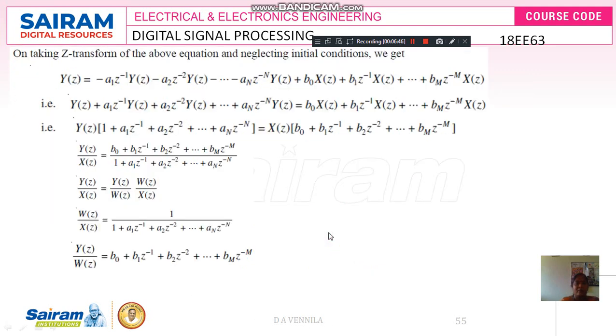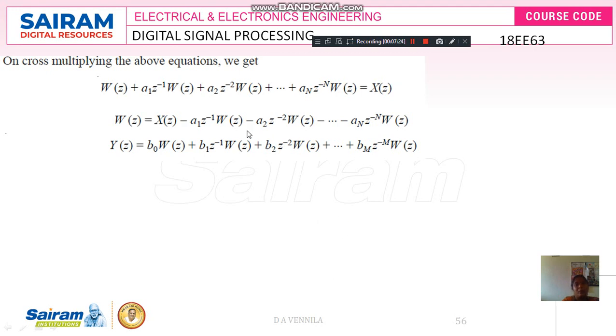And the only thing is, we are going to split into 2. So that is the b naught, b1 part: we are going to split it as y of z divided by w of z and w of z divided by x of z. So w of z divided by x of z is nothing but 1 divided by 1 plus a1 z minus 1 plus a2 z minus 2 plus etc. an z power minus n. And y of z divided by w of z is the numerator equation. For this one we are going to implement direct form 1 first, and then we are going to do direct form 2.